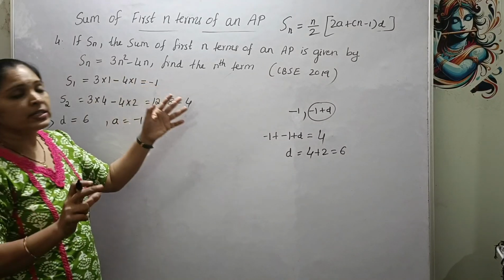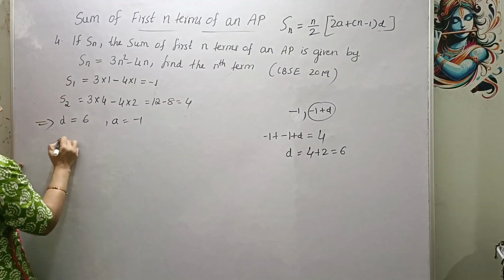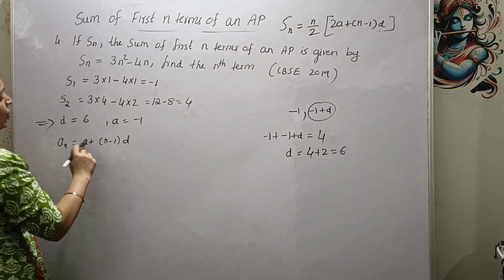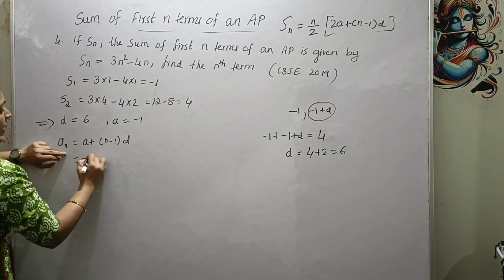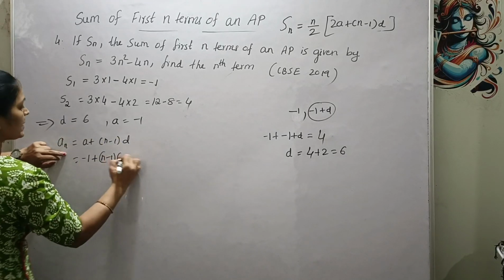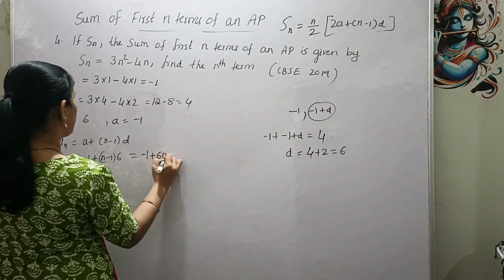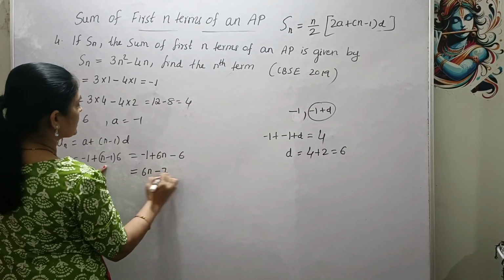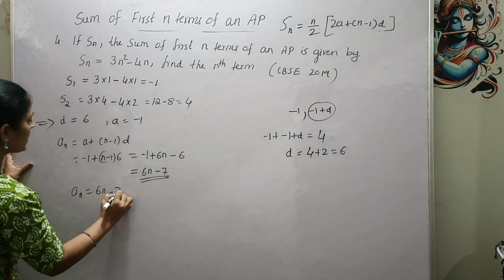Now we are asked to find the nth term of the AP. That is an. What is an? a plus n minus 1 into d. We have a and d, right? So the nth term is a, that is minus 1, plus n minus 1 into d, which is 6. That is equal to minus 1 plus 6n minus 6, that is equal to 6n minus 7. So an is equal to 6n minus 7.